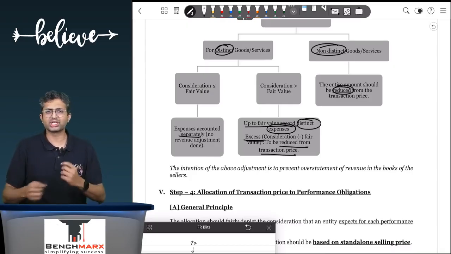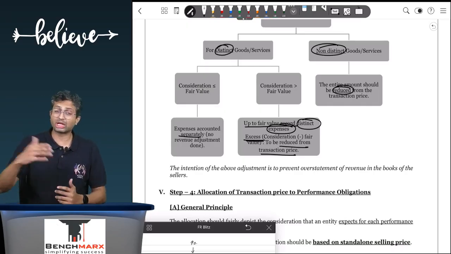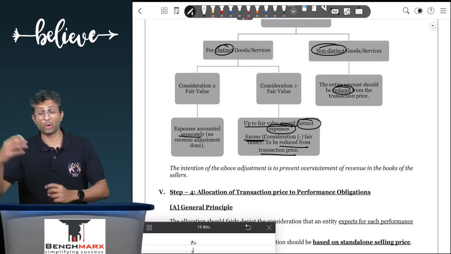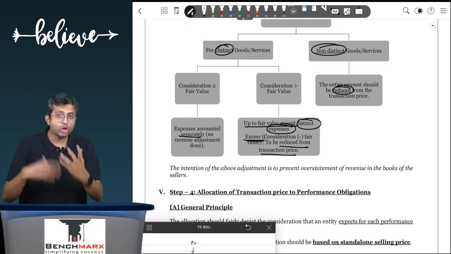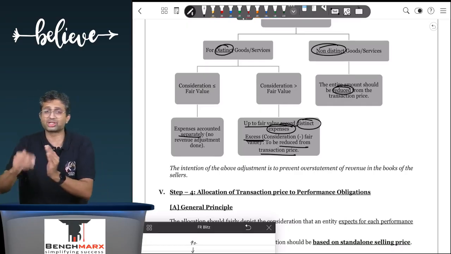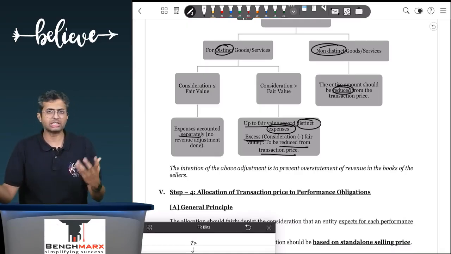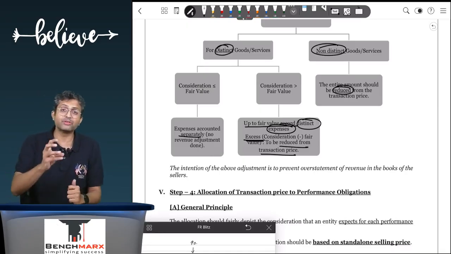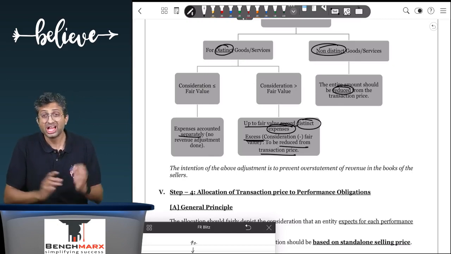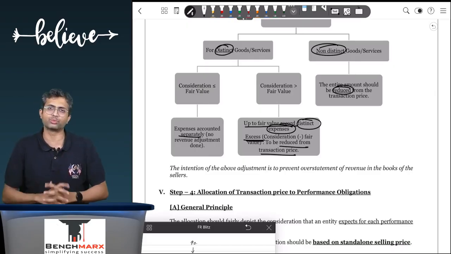However, if standalone selling price is not available, that is, observable price is not available, then you can use other techniques. You can look at the competitor's price and do some adjustments to find your standalone price, or you can look at the cost of the products and add the margin to find the price of the products. And if that is also not possible, you can use any other technique whereby you can find the price which you reasonably expect to receive on your products. So you will try to allocate the transaction price in the ratio of the standalone prices.